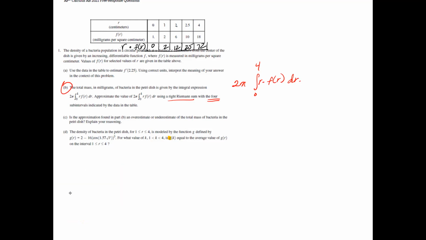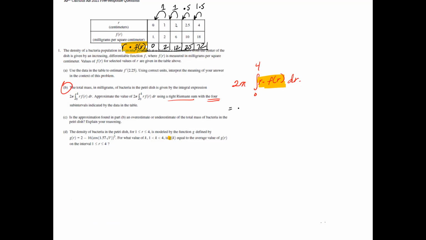And that's important to have because remember this piece right here is aligned to this piece right here in the equation. From the right Riemann sum, you're looking at, okay, what is the distance between 1 and 0? That's going to be 1. What is the difference between 2 and 1? That's also 1. Between 2.5 and 2, that's 0.5. Between 4 and 2.5, it is going to be 1.5.